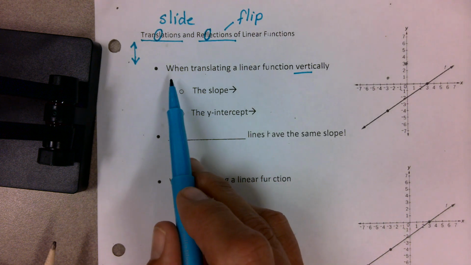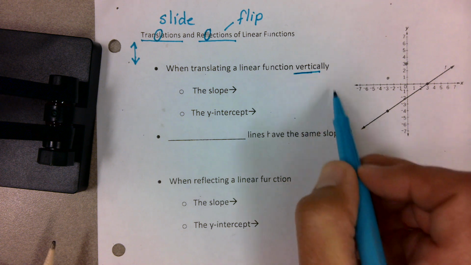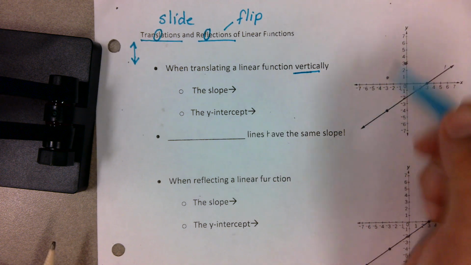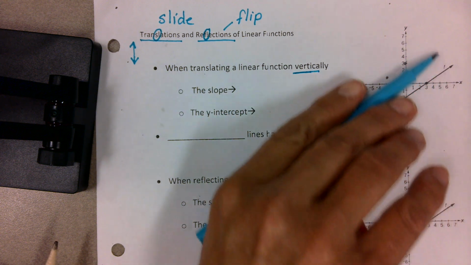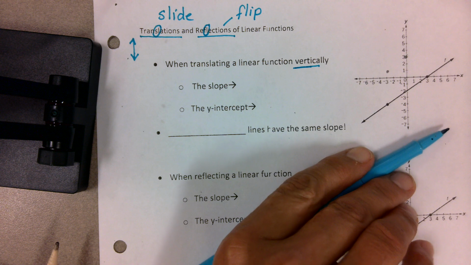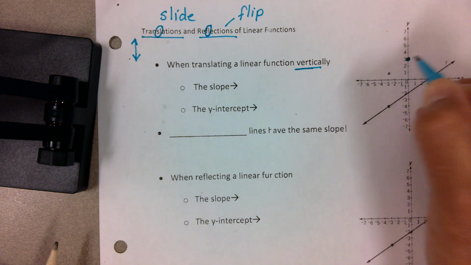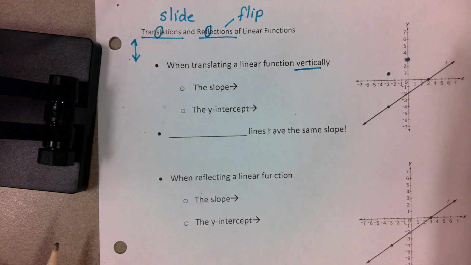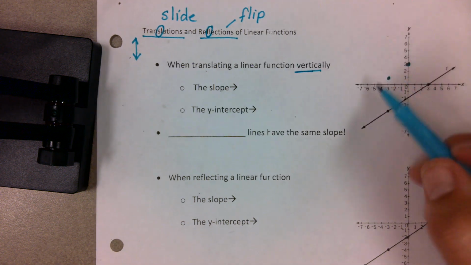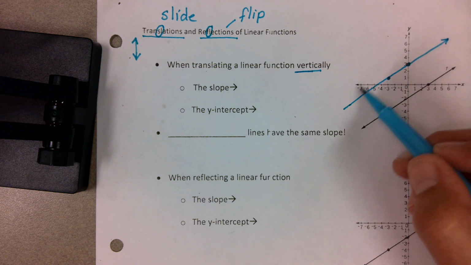So when we translate a linear function vertically, which means up and down, what's going to happen to our slope? If we shift this line up or down, what's going to happen to it? If I plot the points (0, 3) and (-3, 1), and I sketch a line. Not perfect, but it's good enough.